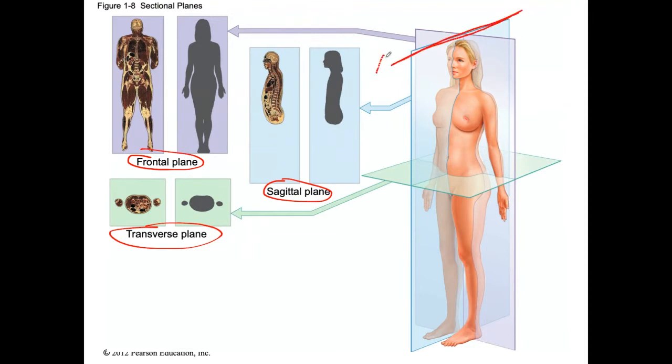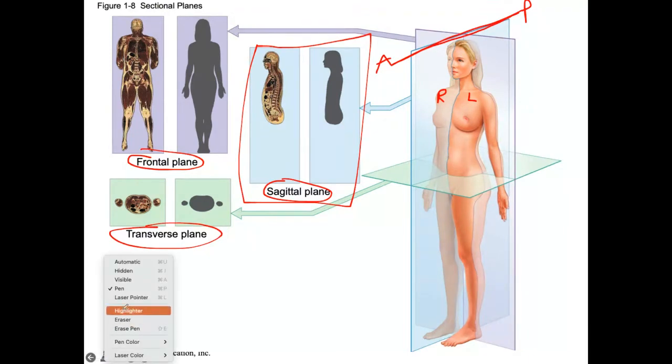So here, if we look at this young lady, we see this plane going from front to back, right? Or it's going from anterior to posterior, right down the center of the body, and that is called the sagittal plane. The sagittal plane will separate the person into a left and right half, which is what we see here. This is what you get in a sagittal slice.